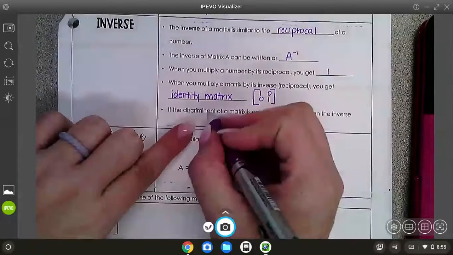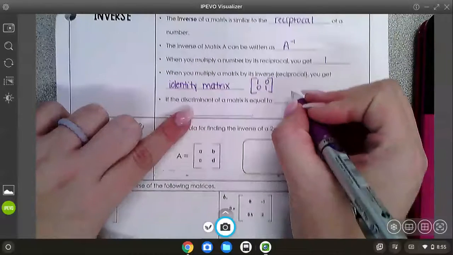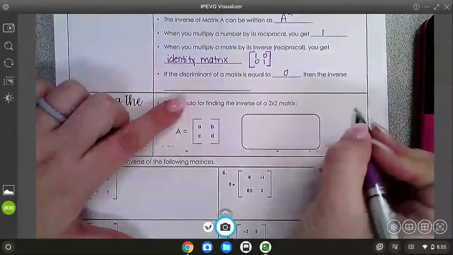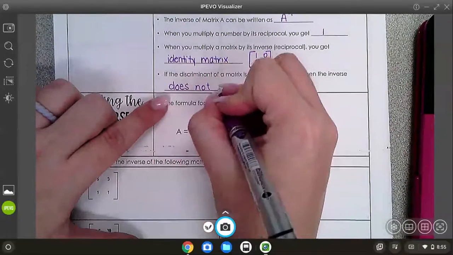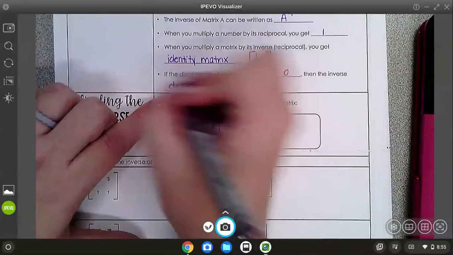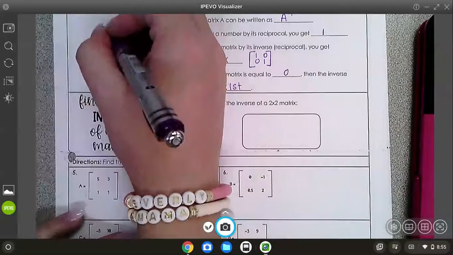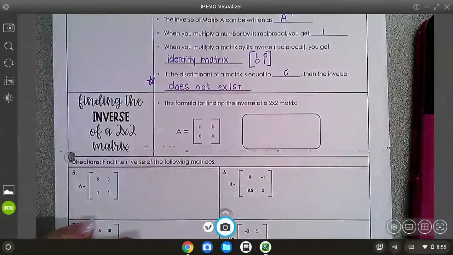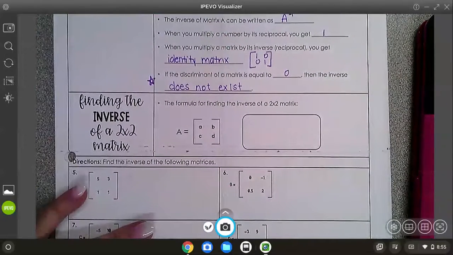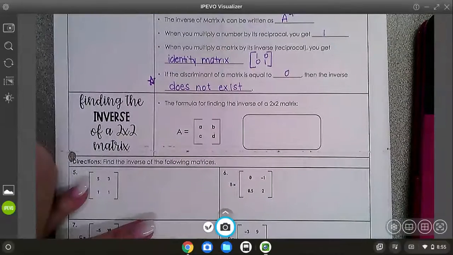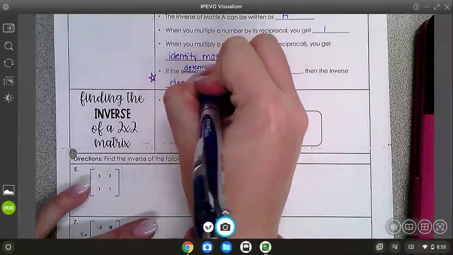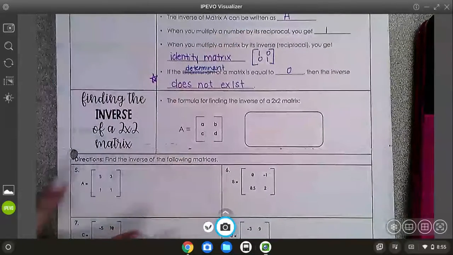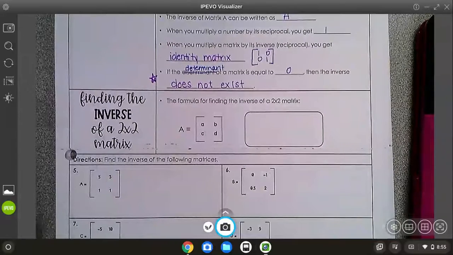And then one big thing: if the determinant is equal to 0, the inverse does not exist. And I'll show you why when we get to the formula. I even wrote it on there. If I say discriminant, just assume I mean determinant. If the determinant is equal to 0, the inverse does not exist.